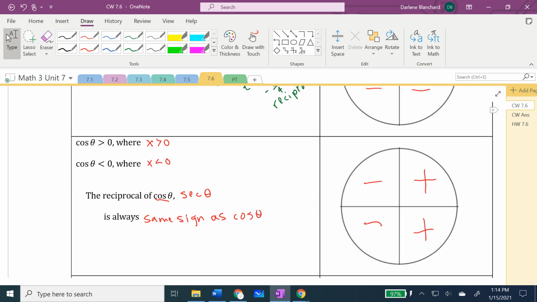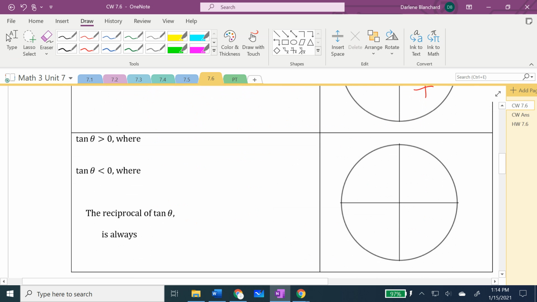And then one more pair, tangent. And who is the reciprocal of tangent? And I'm hoping you are trying to type cotangent. Now, there are two ways you can look at tangent. If you look at it as sine divided by cosine, then you can say that tangent is positive where sine and cosine are both positive or both negative. But I think it's actually easier if you think of tangent as slope.